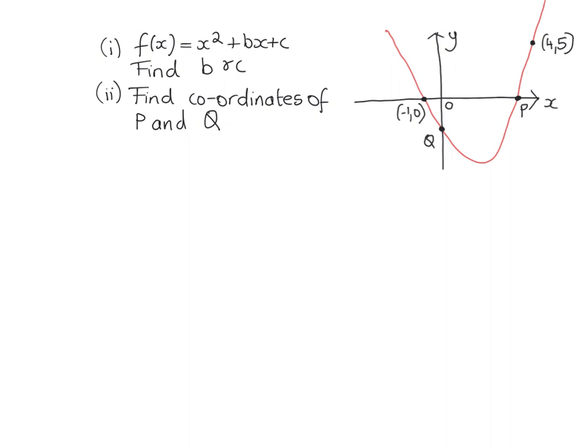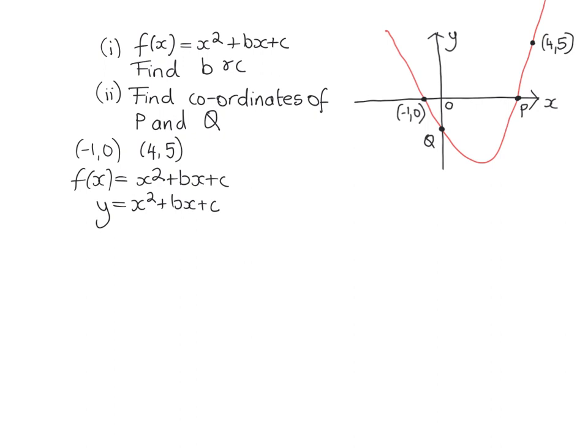So we have 2 points here. We have minus 1, 0, and we have 4, 5. So we have that f of x is equal to x squared plus bx plus c. This can be rewritten as y is equal to x squared plus bx plus c. The first point we have x and y, and the second point we have x and y.